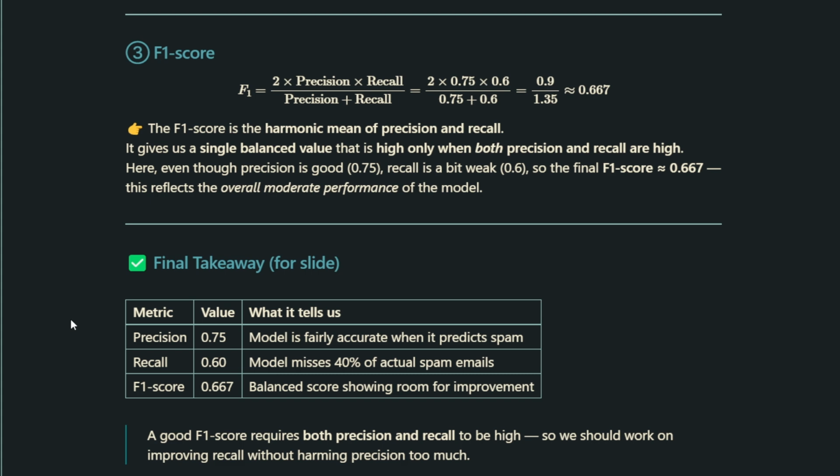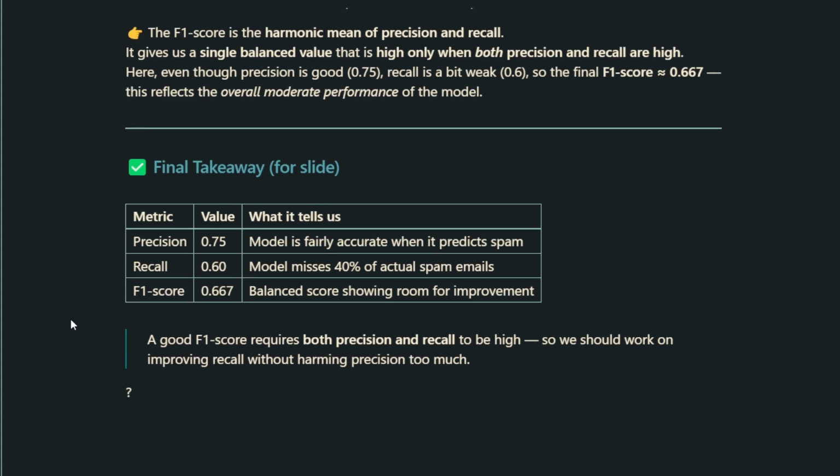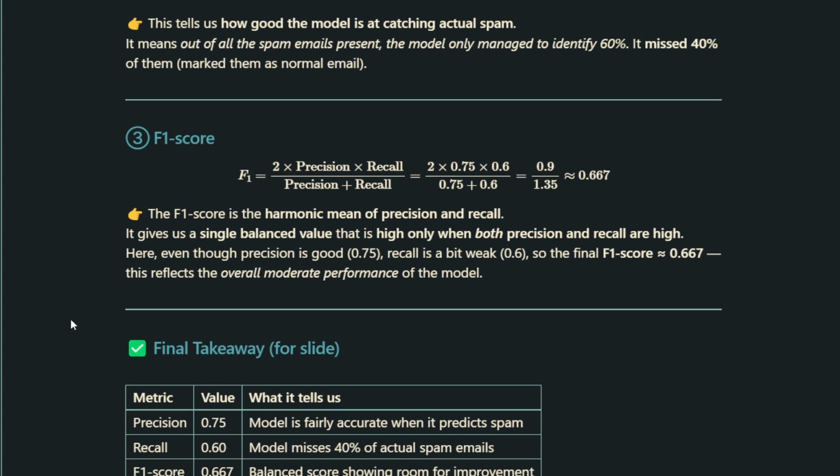The key takeaway is a good F1 score requires both precision and recall to be high, not just one of them. Up until now, we have looked at the F1 score, which balances precision and recall equally. But here's the catch. In real-world problems, precision and recall are not always equally important. For example, in medical diagnosis, missing a sick patient, that's a false negative, can be very dangerous. So here, recall is far more important. On the other hand, in spam detection, wrongly flagging a genuine email as spam is frustrating for users. That means precision becomes more important.